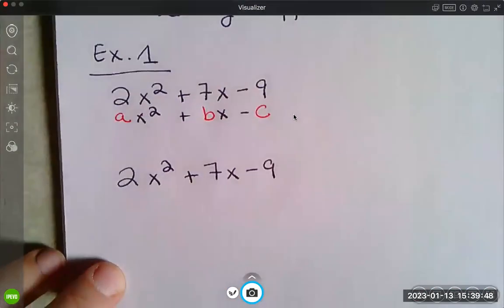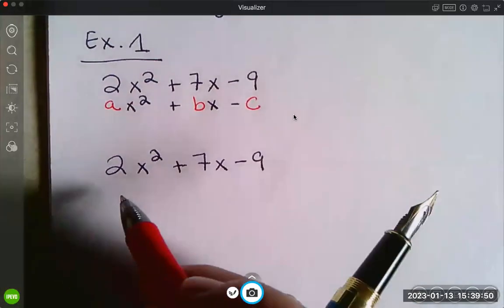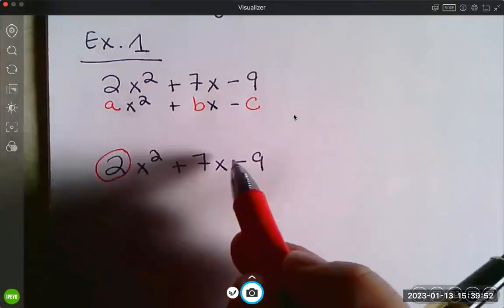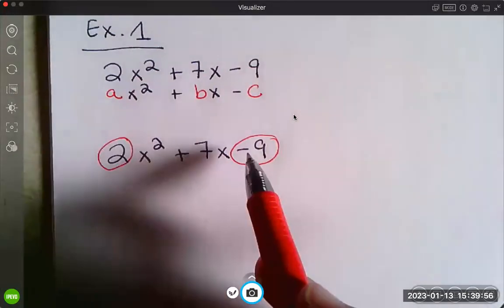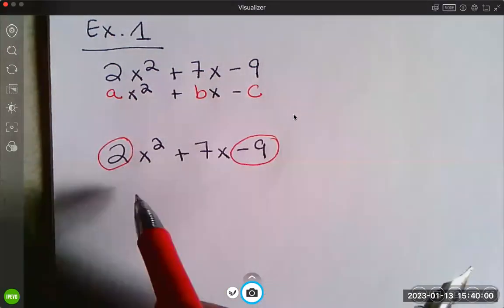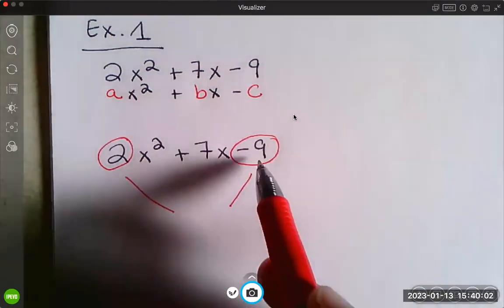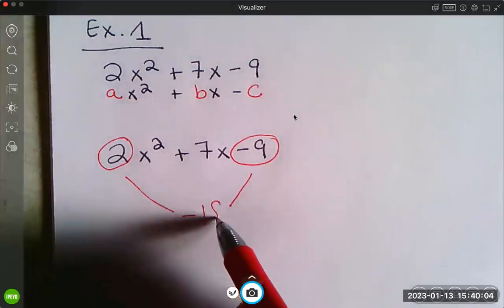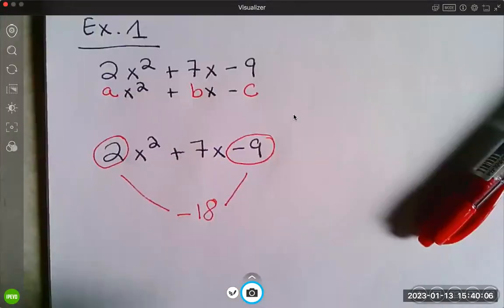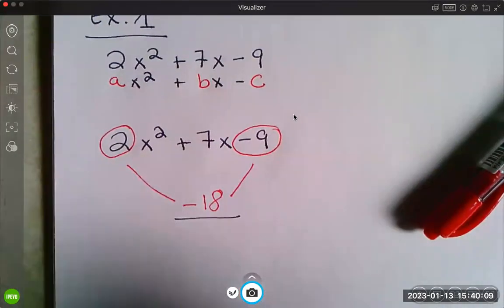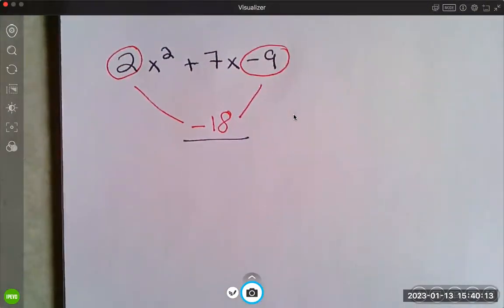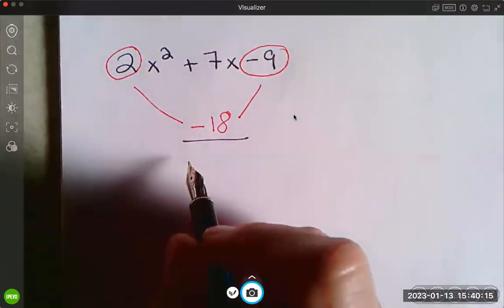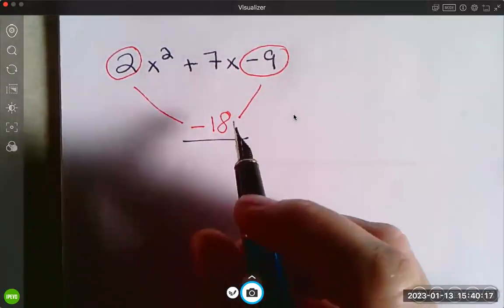Here's the steps to factoring. So step 1 is multiply that leading coefficient times the third term, that constant. So -9 times 2 is -18. Then you need to think of and write down all the factor pairs that when multiplied equal -18.